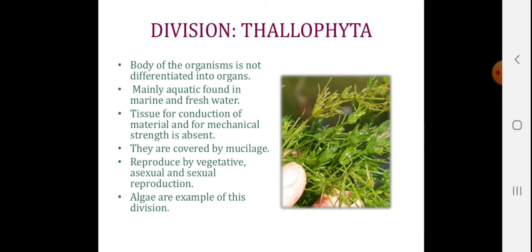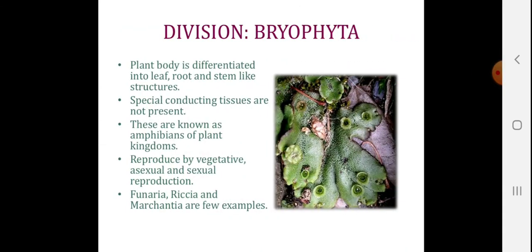Vegetative is only when they get cut down and act as an individual organism. Asexual, that is binary, or you can say grafting, where only one parent is involved. Sexual, where gamete fusion happens, or you can say here the ovum and pollen, both are involved. Algae are examples of such kind of divisions.